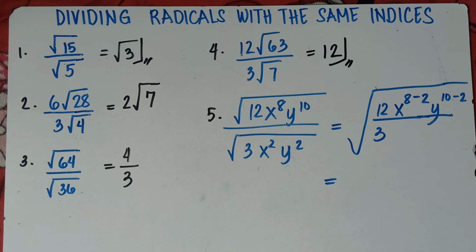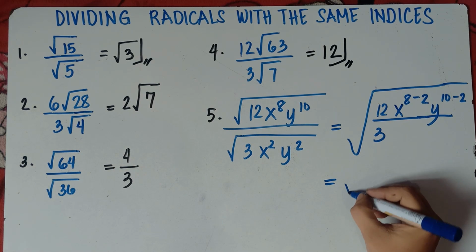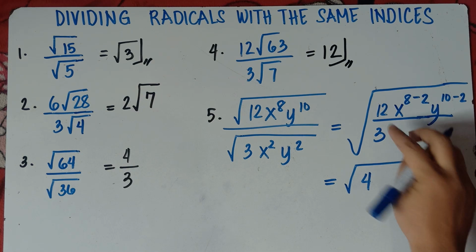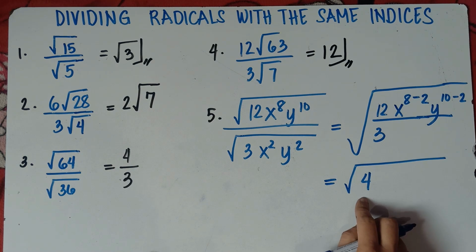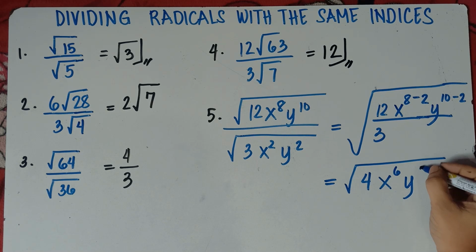Alright, so this will be 12 divided by 3, that is 4. So square root of 4. Then copy x. 8 minus 2, so x raised to the power of 6. Then y raised to the power of 10 minus 2, that is 8.